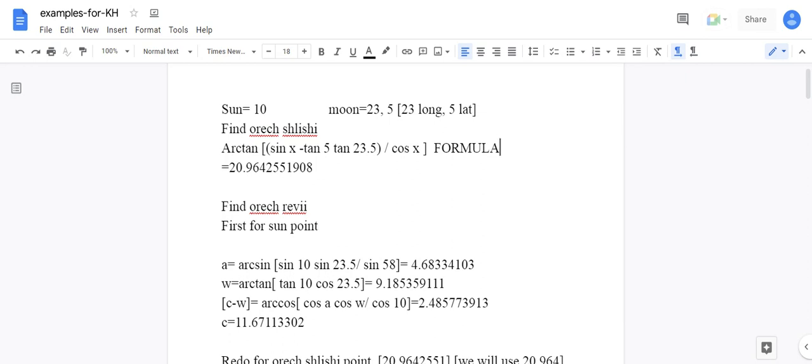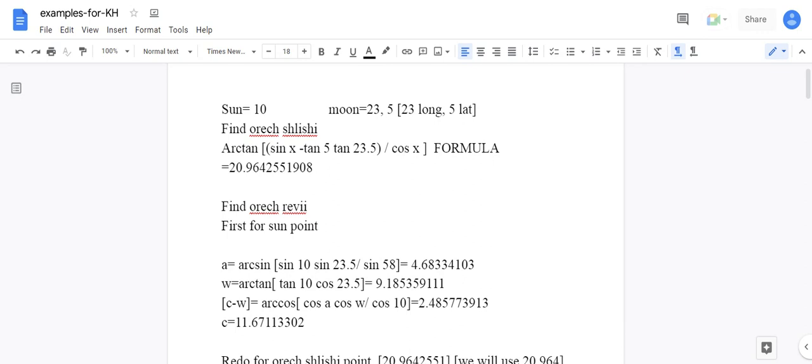So this is what you do. You take the inverse tangent of sine 23 minus tangent 5 over tangent 23.5. Tangent 5 is because we're dealing here with a latitude of 5. Divided by cosine x. That's cosine of 23. And you gotta type in the brackets properly. If not, you get a wrong answer. So all these things you have to learn, the order of operations and so on.